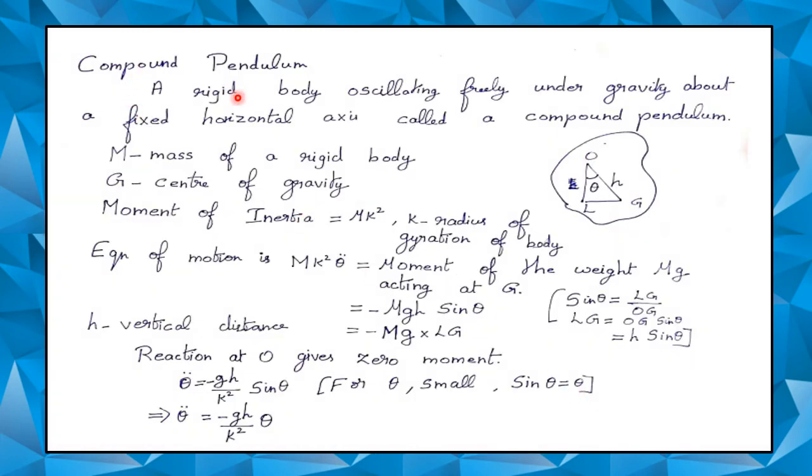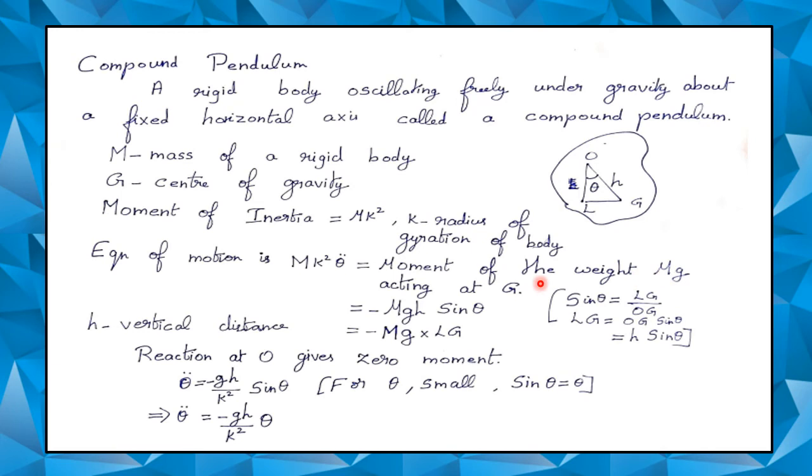Next, compound pendulum. So what is a compound pendulum? A rigid body oscillating freely under gravity about a fixed horizontal axis is called a compound pendulum. If m is the mass of a rigid body and G is the center of gravity, then we know the expression for moment of inertia is equal to mk square, where k is the radius of gyration of the body, and the equation of motion is mk square theta double dot is equal to the moment of the weight mg acting at G.